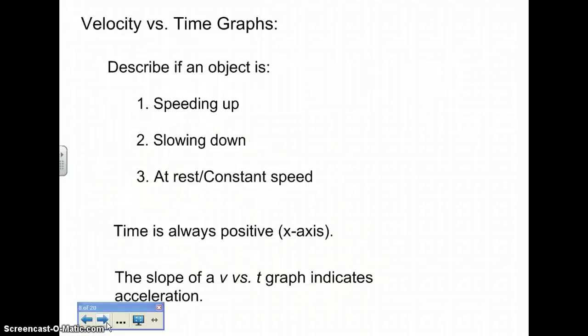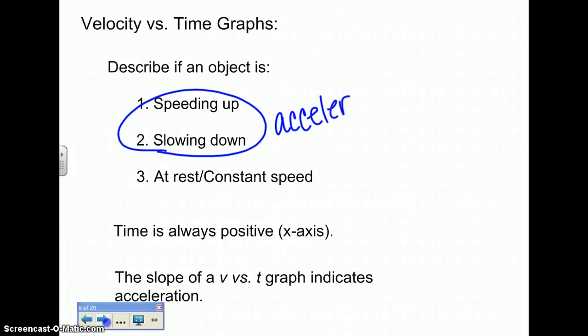Next one, velocity versus time graphs. For velocity versus time graphs, what you're going to do is show that an object has sped up or has slowed down, but really honestly, these words are used with acceleration time graphs, not so much for velocity time graphs. You are at rest or at a constant speed.